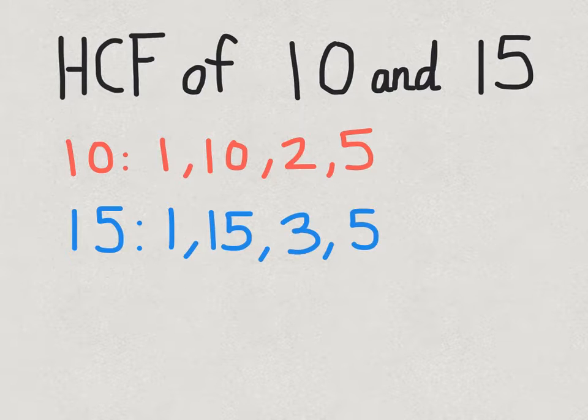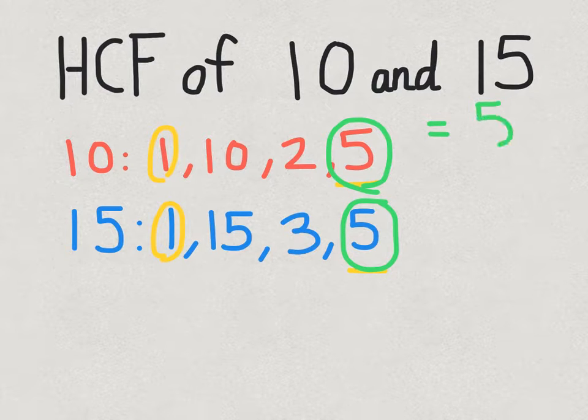And so what we're looking for is a common factor. A common factor in between. Well, obviously we can see 1 will always be a common factor. Then we can see here, 5. 5 is our highest common factor, not our highest factor, highest common factor. So you'd say here, the highest common factor of 10 and 15 is 5.